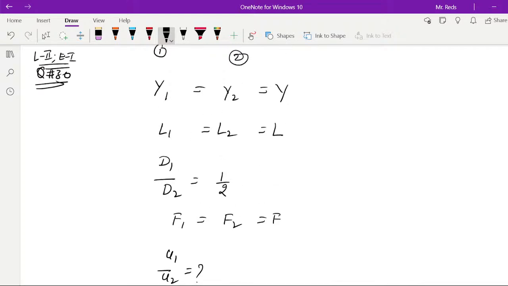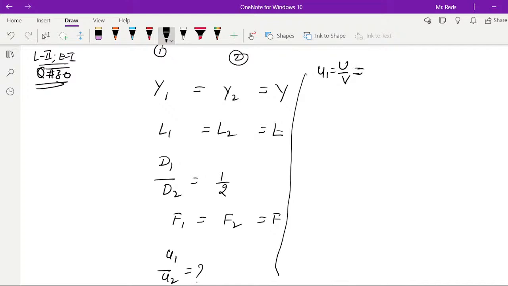So here you have to recollect the expression for energy density. U is energy per unit volume, which can be expressed in terms of stress, strain and Young's modulus. The elongation or strain part is not mentioned here, so let us ignore it. Only the stress part we consider, because they have mentioned the force and the diameters are given, so the area is also known.